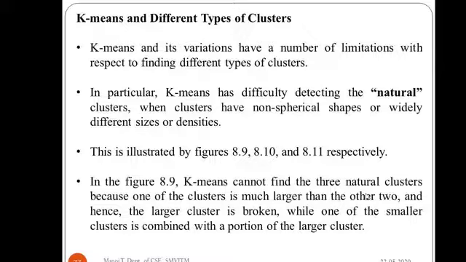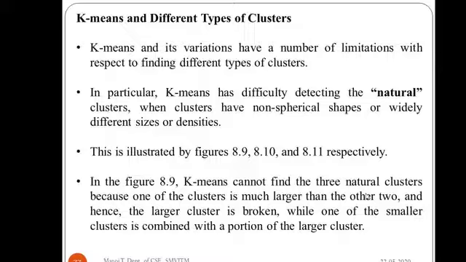Next issue is k-means and different types of clusters. Here we will see for which type of clusters k-means is more appropriate, and in which type of clusters k-means will fail to handle that.